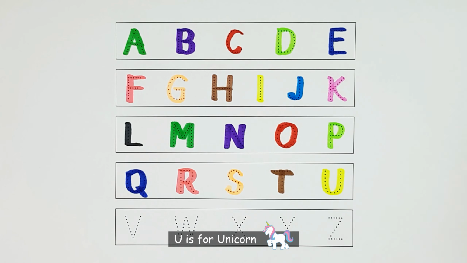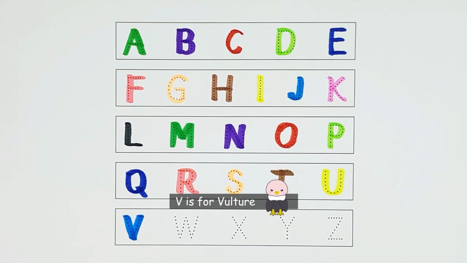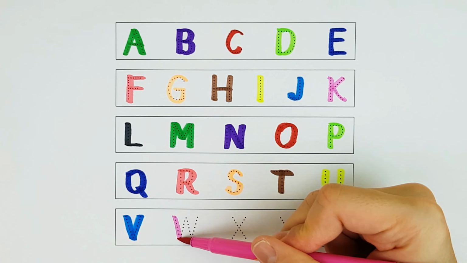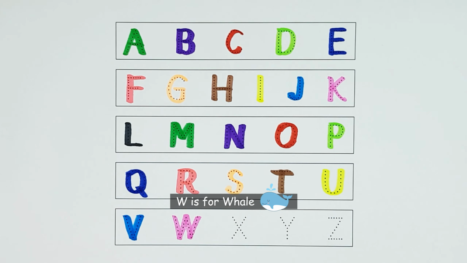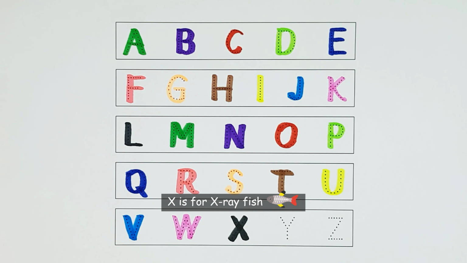U. U is for unicorn. U. V. V is for vulture. V. W. W is for whale. W. X. X is for x-ray fish. X.